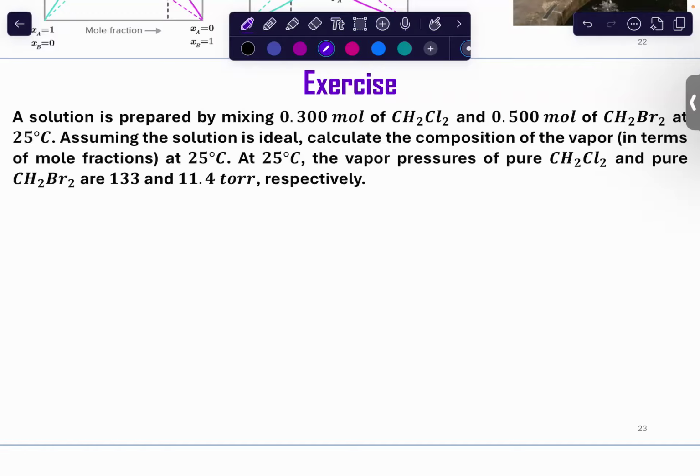All right, so what we're going to do, for the total pressure of the system, we're going to have to find the partial pressures of each one of these. So we want to know the partial pressure in solution of each one of these compounds. And then let's calculate the composition of the vapor pressure in mole fractions.